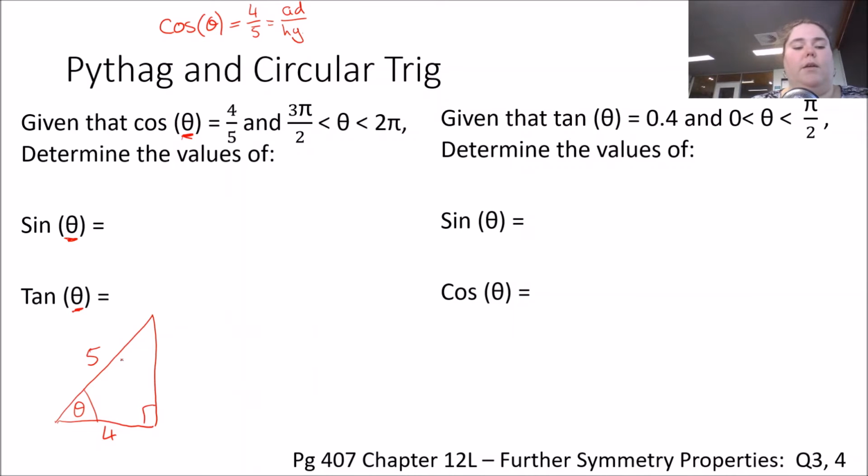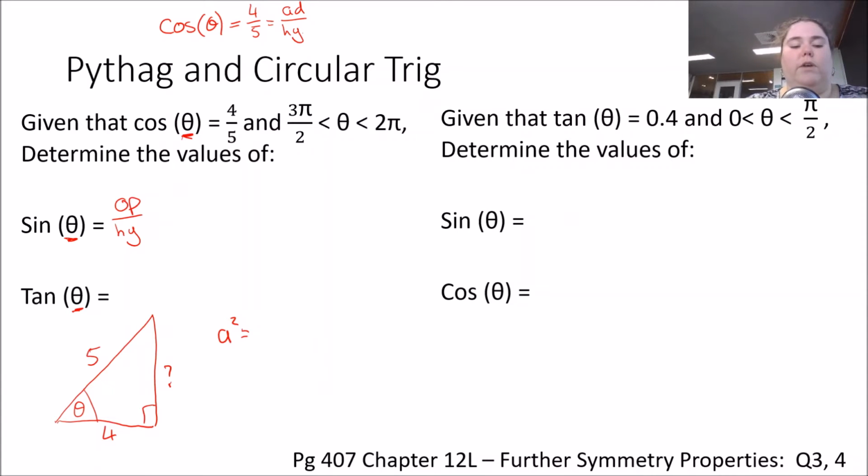Okay? So if I was trying to find sine from this triangle, I don't know the angle. That's awkward. But I know sine is equal to my opposite on my hypotenuse. That'd work really well if I knew my opposite. I don't know it yet. But I have two sides in a right angle triangle and I'm trying to find the third. That's Pythag.